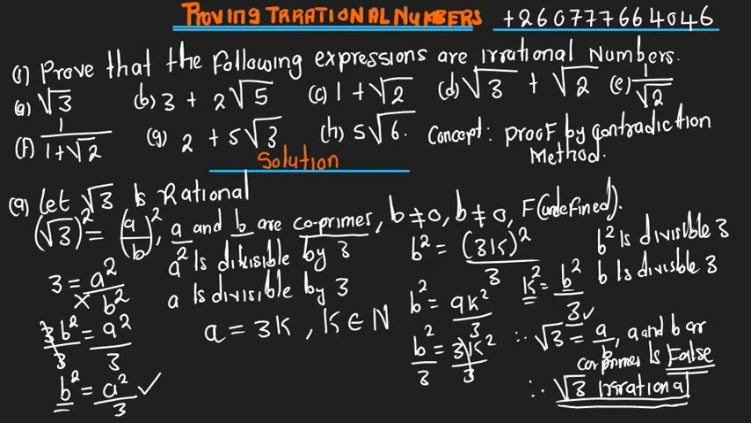They are actually very simple. That is how you prove your first question. Let's go to the second question. The second question, which happens to be B, is simply saying 3 plus 2, then the root of 5. We prove that this is irrational.